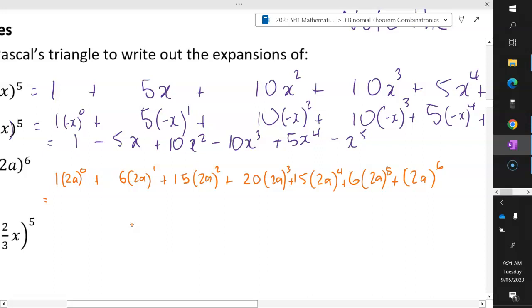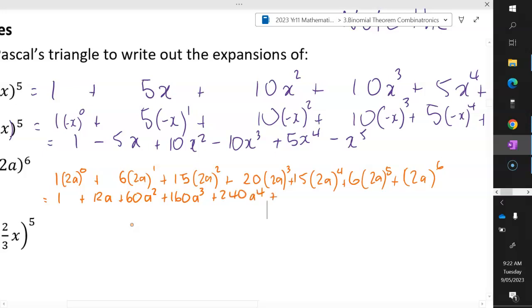So again, anything with a 0 is 1, so the 1 just stays there as 1. Now we need to neaten this. So the a and the 2 have a 1, so we're going to have 12a. We've got 2 squared, which is 4, so we're going 15 times 4, so we've got 60a squared. 2 to the power of 3 is 8, 8 times 20 is 160a cubed. Now 2 to the power of 4, you might need to pop this in your calculator if you're not able to do those in your head. So we've got 16, 16 times 15 is going to give us 240a to the power of 4.